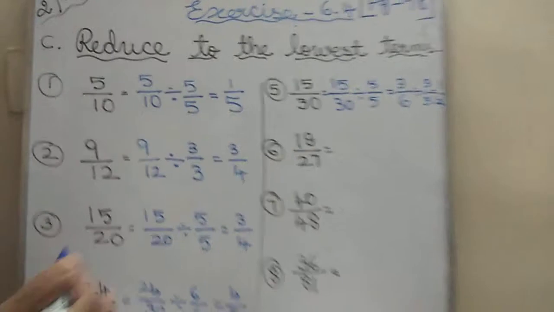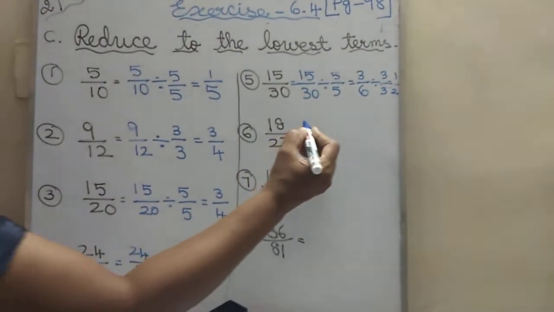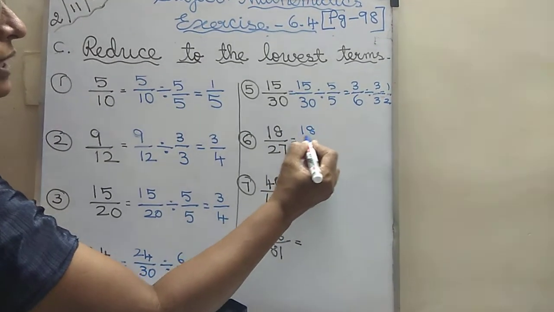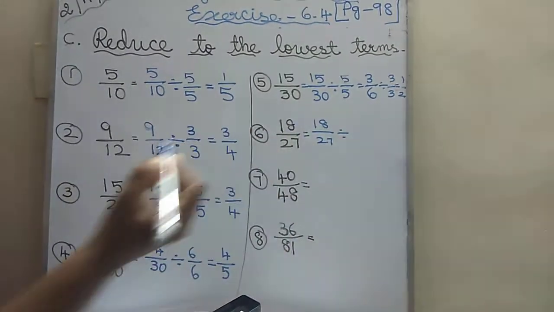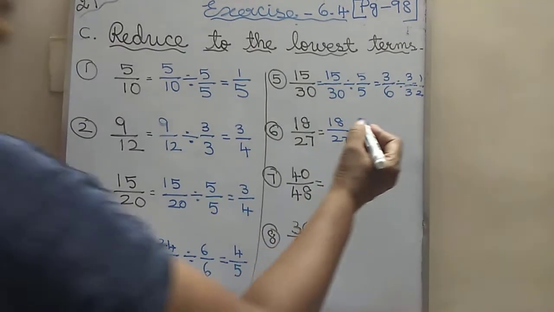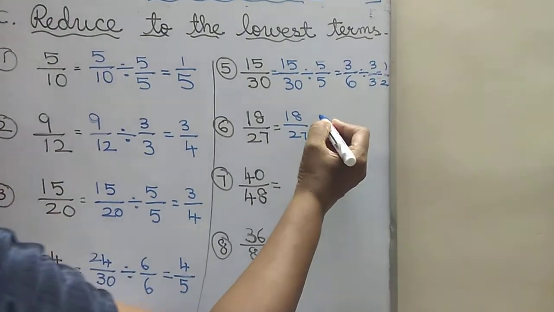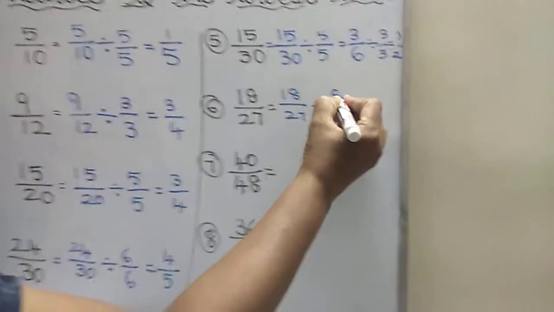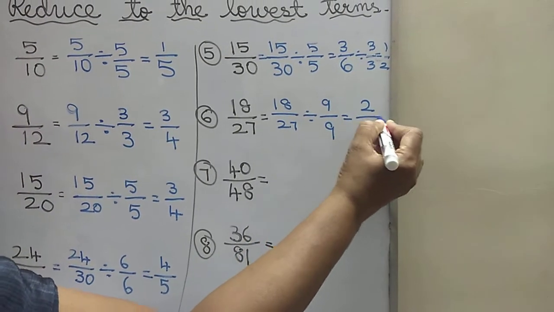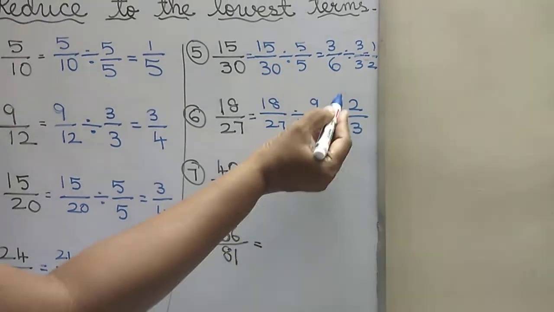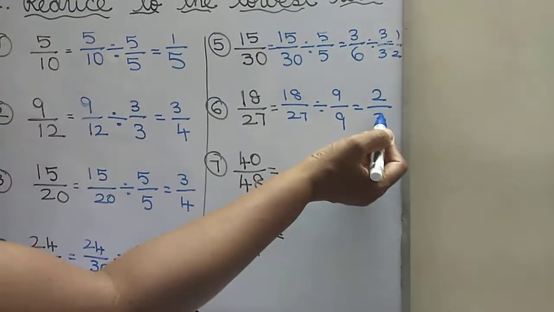Okay. Next one, 18 by 27. See, 18 by 27. It goes in what table, children? 9 table it goes, isn't it? 9 by 9. So 9 2s are 18 and 9 3s are 27. You can't divide it again. This is the lowest term.